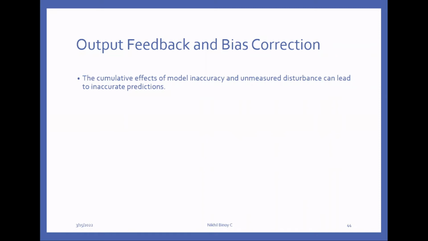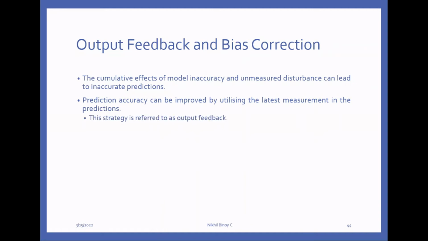So by using the difference between the actual output and the predicted output, we have to correct it. Okay. So the prediction accuracy can be improved by utilizing the latest measurement in the prediction. This strategy is referred to as output feedback. A typical approach is to add a bias correction b(k+j) to the prediction.